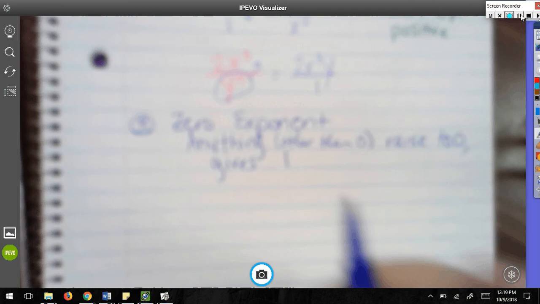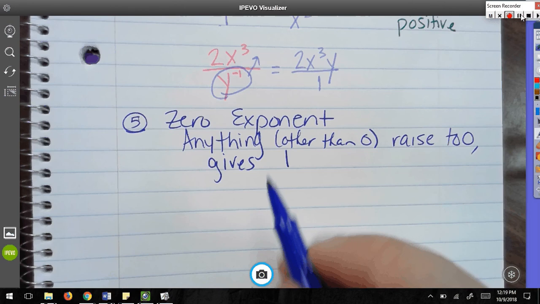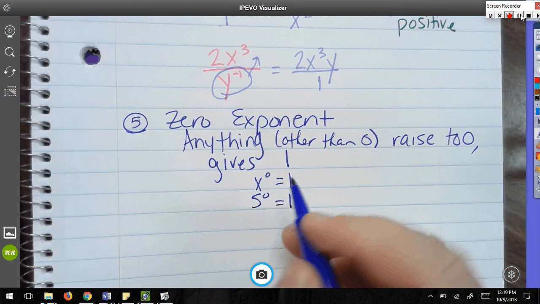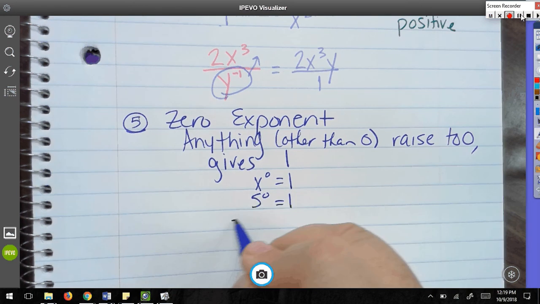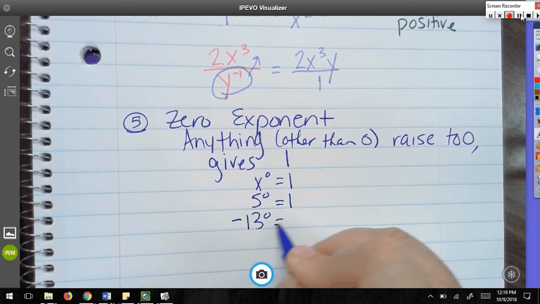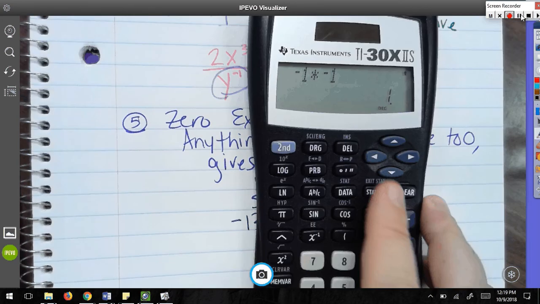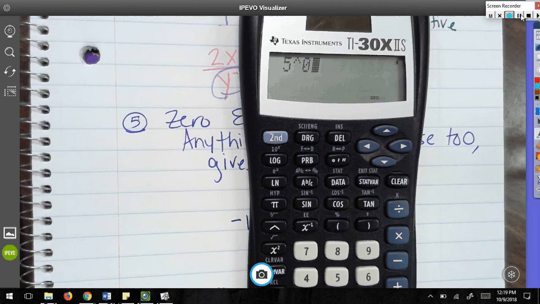So x to the 0 is 1. 5 to the 0 is 1. Negative 13 to the 0 is 1. Anything to the 0 power gives you 1. And let me just show you on the calculator. If I raise 5 to the 0, I get 1. If I raise negative 25 to the 0, anything to the 0 power is 1. Okay?